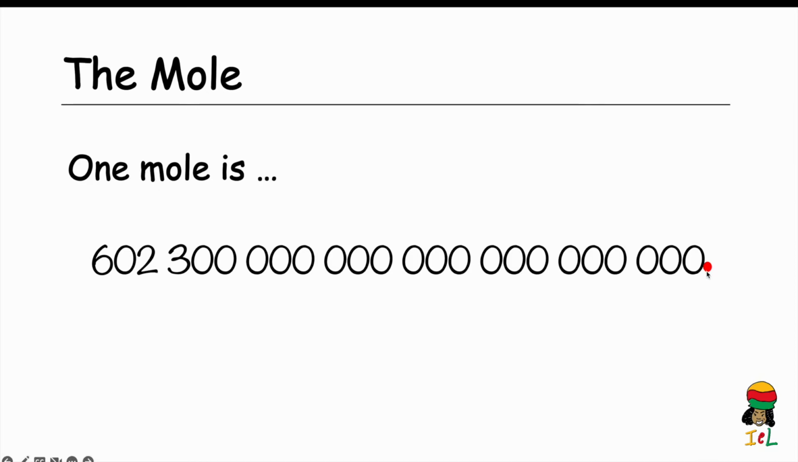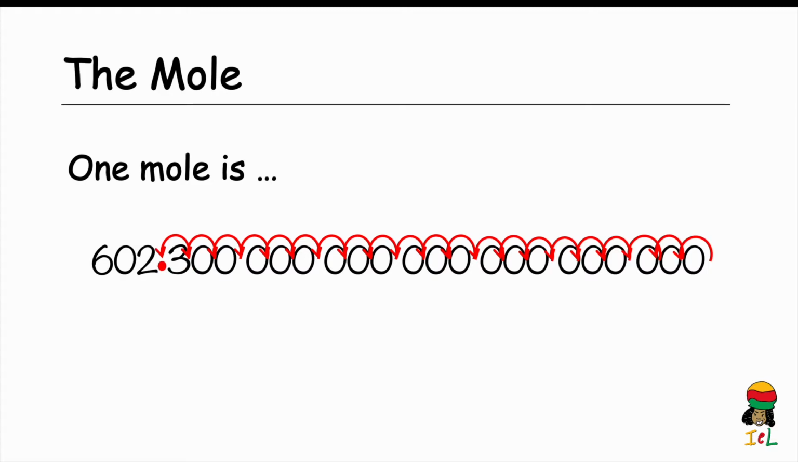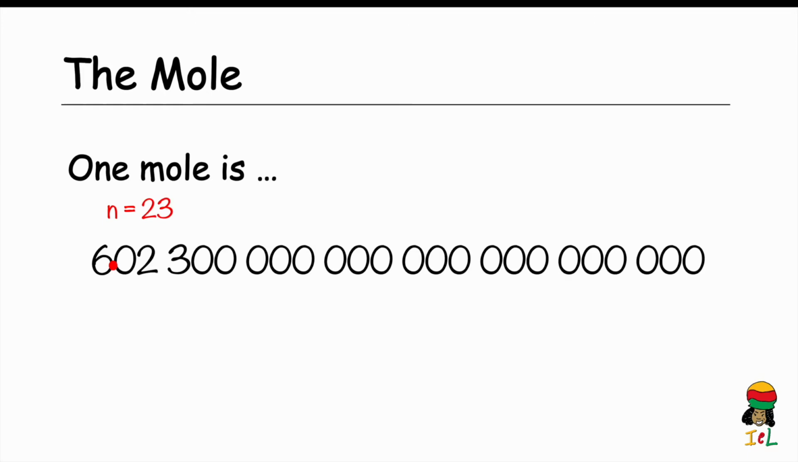Let us count together as the decimal point moves past each digit. 1, 2, 3, 4, 5, 6, 7, 8, 9, 10, 11, 12, 13, 14, 15, 16, 17, 18, 19, 20, 21, 22, 23. That was a mouthful. Since the decimal point moved 23 times to get to its new position, the value of n is 23.